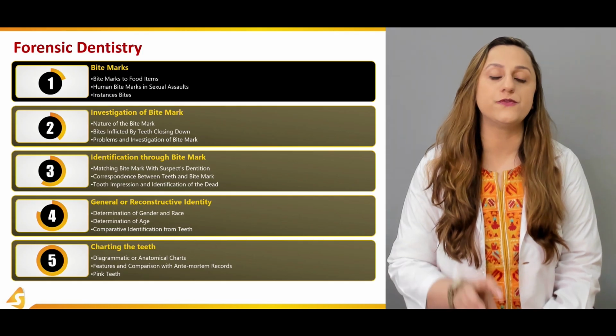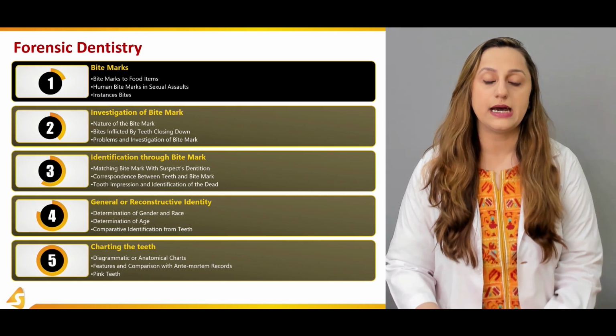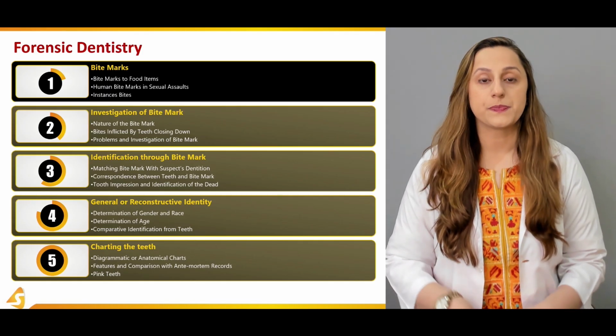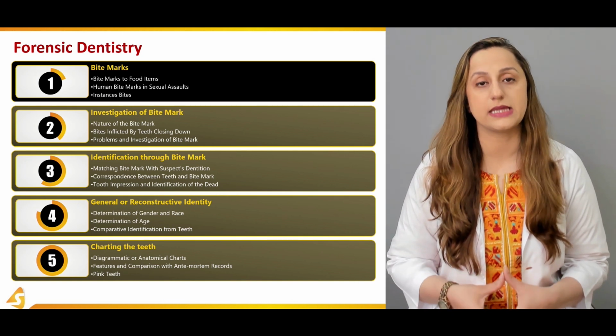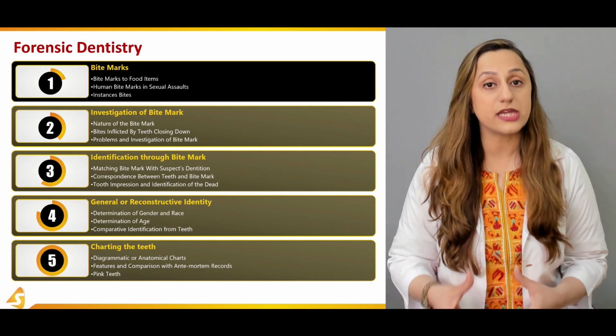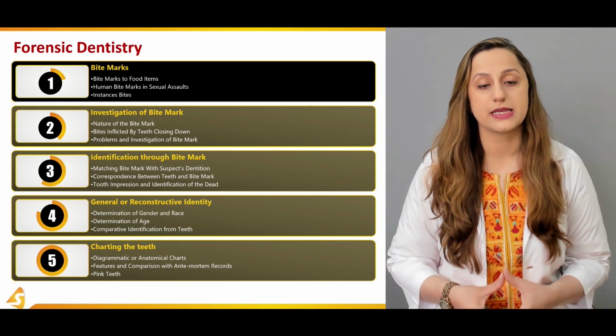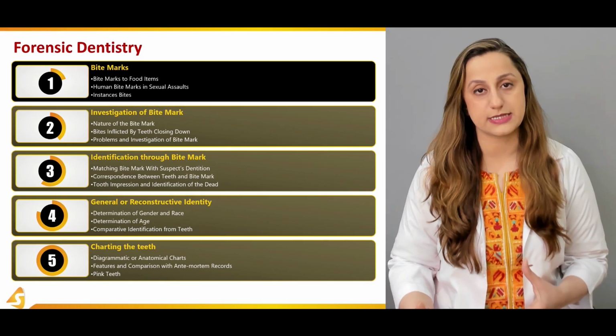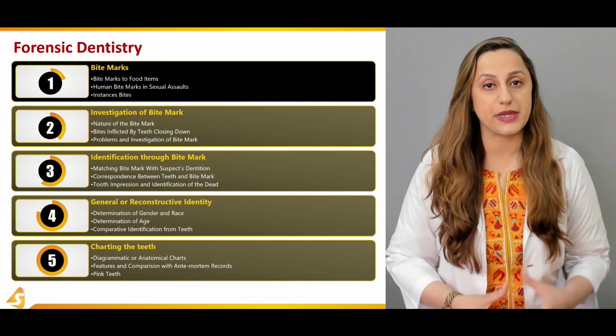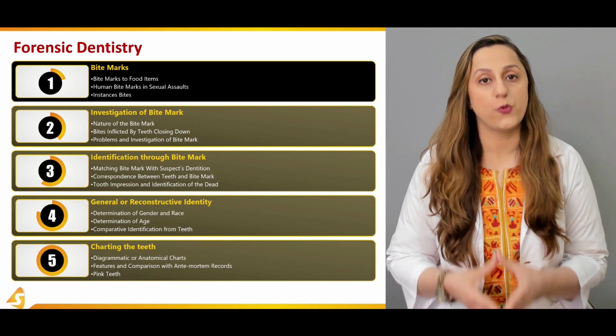The bite marks on food items: specifically, if we have a lot of suspects, their dentition marks have to be taken on a lot of food items. We can take it, for example, on gum acacia, which is used for this purpose, and that provides us the details of the dentition of the suspect, and that will again be compared to the bite mark on the victim.